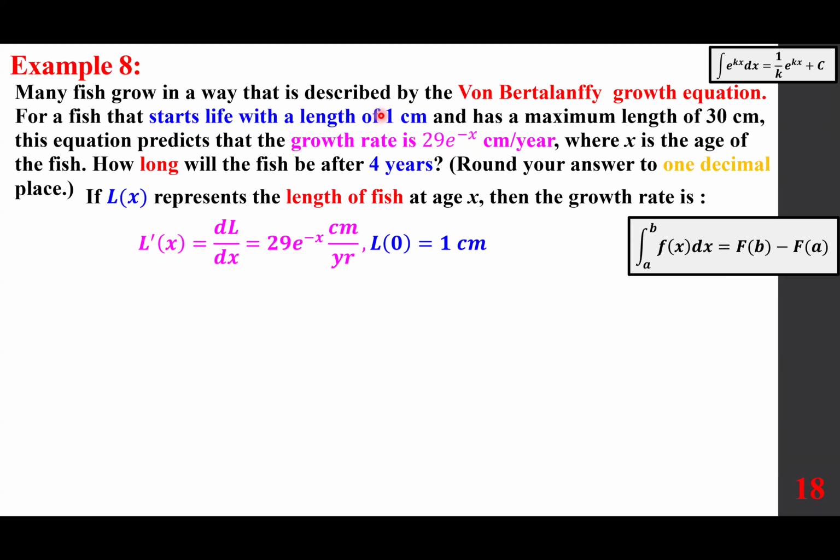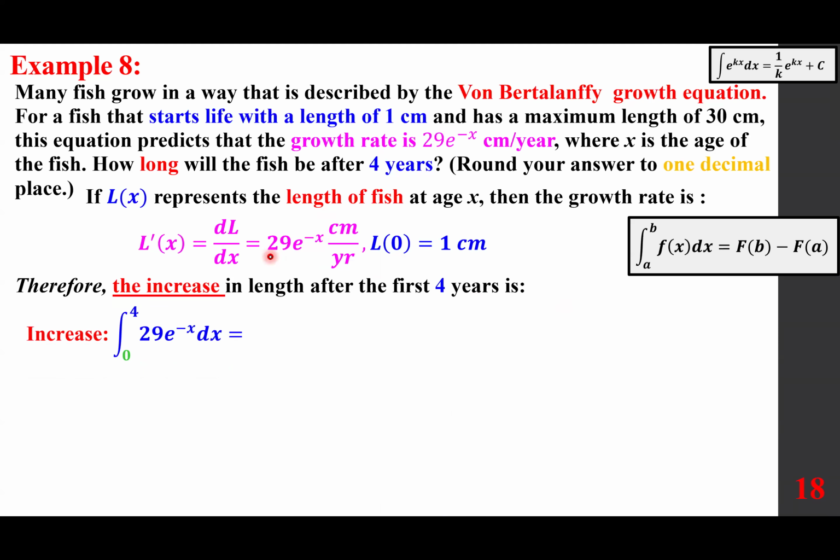Quick recap. We let L of x represent the length of the fish. So this would be L prime or dL/dx, 29 e to the power minus x centimeters per year, with the initial value L of 0 equals 1 centimeter. The amount of increase follows the accumulated change, the net change theorem. So the amount of increase for the first 4 years would be the integral from 0 to 4 of this rate function.